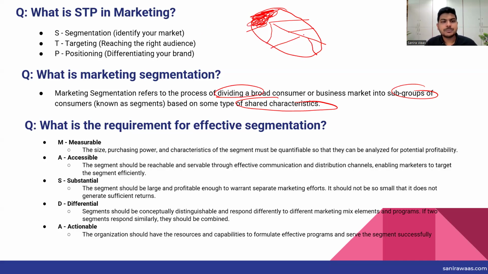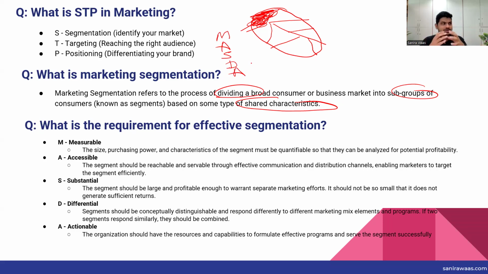So what is the requirement for effective segmenting? When you do segmentation, you can make a segment based on just what comes to mind. But a proper segment needs to have certain characteristics. We call it MASDA, M-A-S-D-A. It should be measurable.